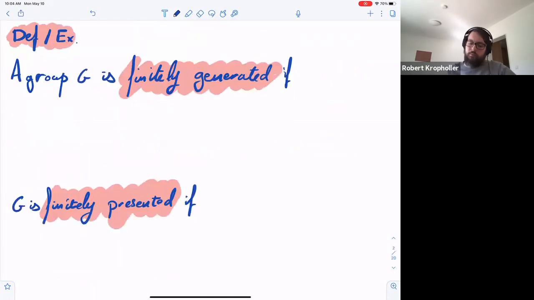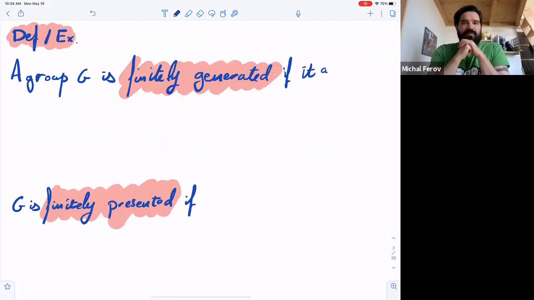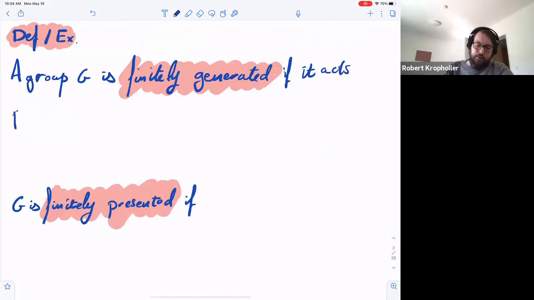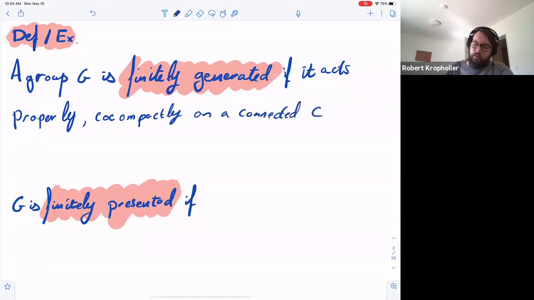a definition that is going to be my definition of finitely generated and finitely presented. If you haven't seen these before, it's an exercise, if you get a moment, to think about why they're equivalent to whatever definition you use. So a group G is finitely generated if it acts properly, co-compactly on a connected CW complex.